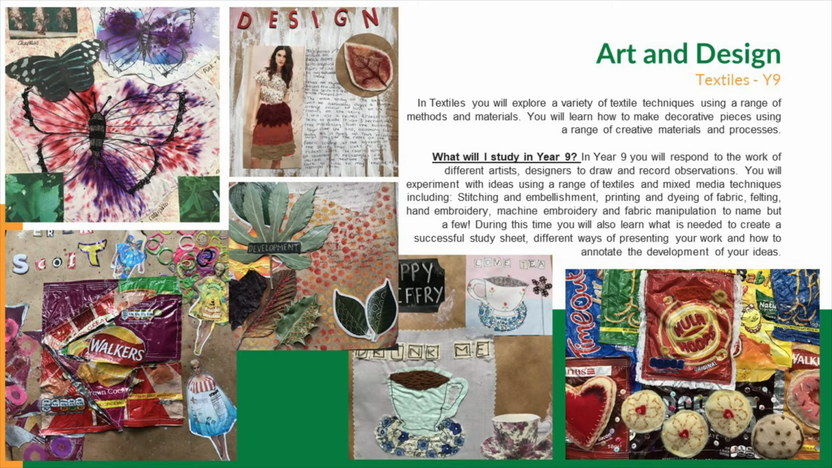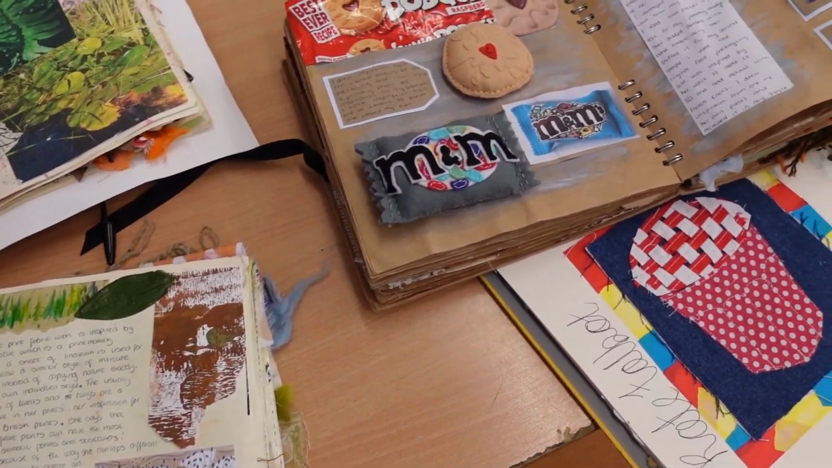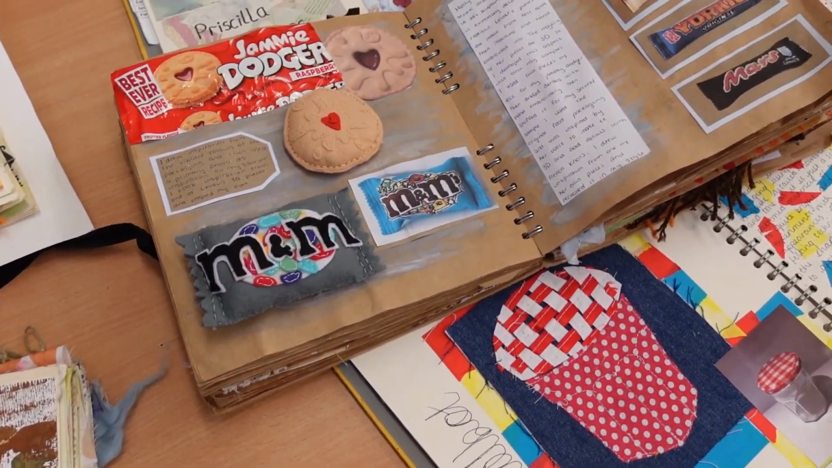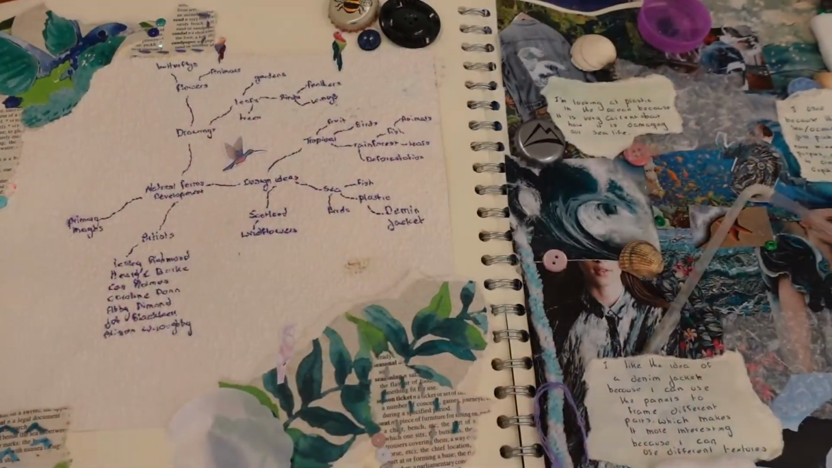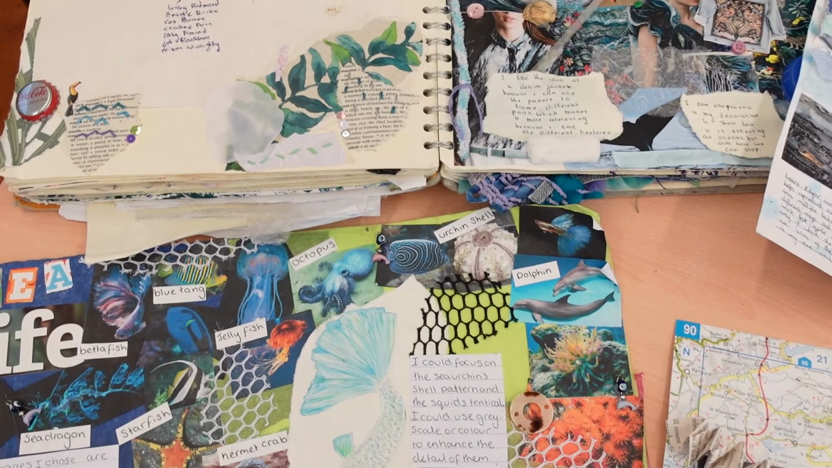So what will you study in Year 9? In Year 9, you will respond to the work of different artists and designers to draw and record observations. You will experiment with ideas using a range of textiles and media techniques, including stitching and embellishment, printing and dyeing of fabric, felting, hand embroidery, machine embroidery and fabric manipulation, to name just a few.